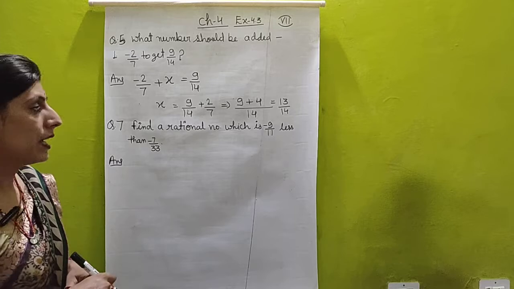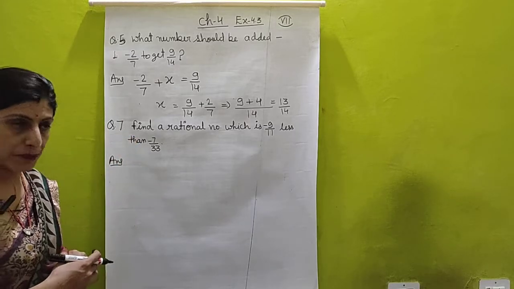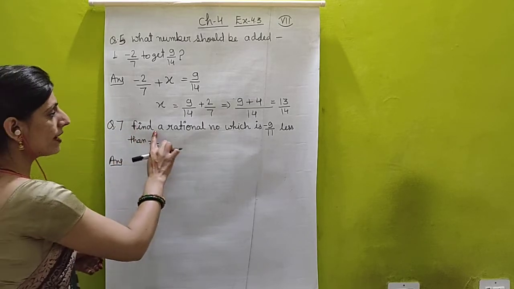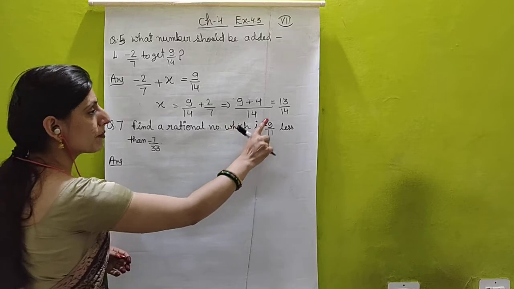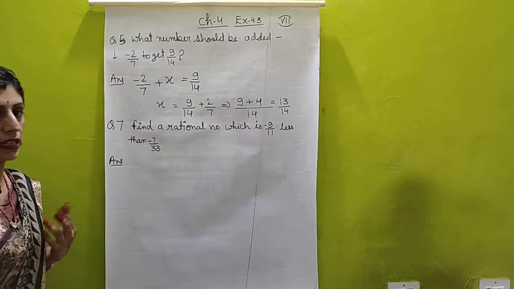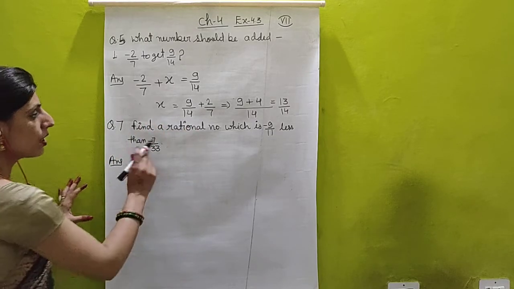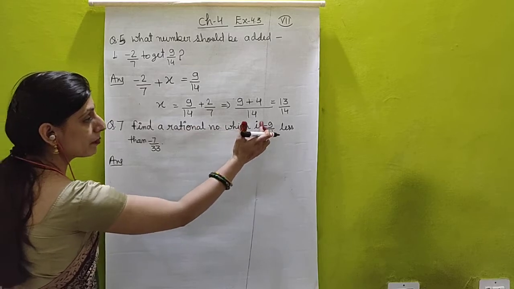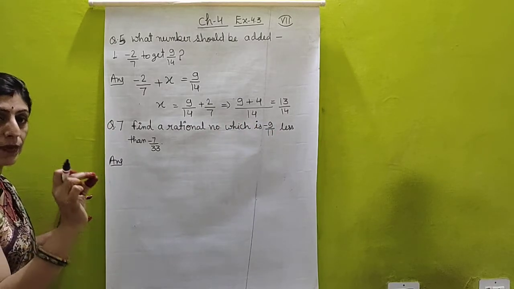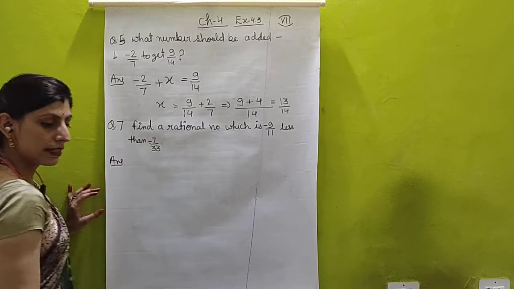Students, now before taking question number 6, I am taking here question number 7. Afterwards, we will solve question number 6. Question number 7 is find a rational number which is minus 9 upon 11 less than minus 7 upon 33. So here also we will get a rational number. We will find which should be minus 9 upon 11 less than. Less than means students subtract. We will do subtract here. Less than minus 7 upon 33.